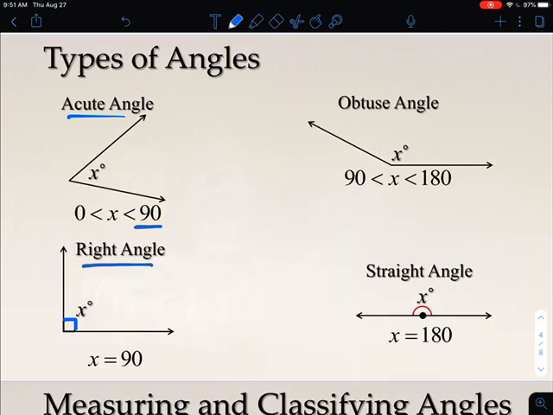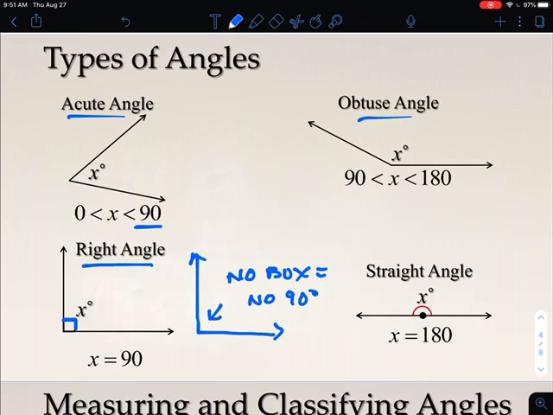Now with these, one of the important things to note is in the picture, they're going to put this little box here. That box is what indicates whether an angle is a right angle or not by what it looks like. So I could have an angle that's drawn and looks exactly like a right angle. But if I don't have that box, I cannot assume that that's 90 degrees. So no box means no 90 degrees. I have to have that box in there for us to be able to say it's a right angle.